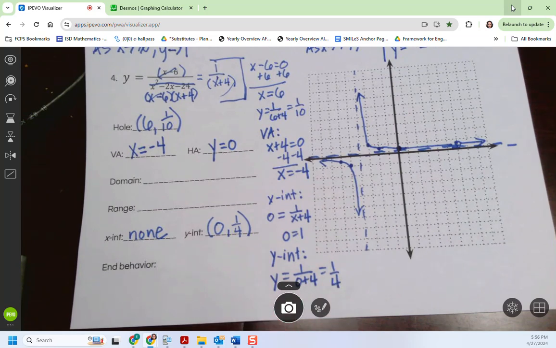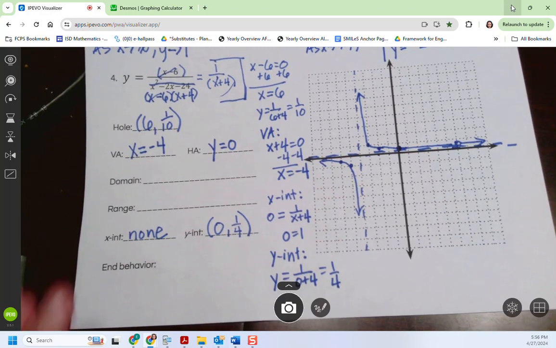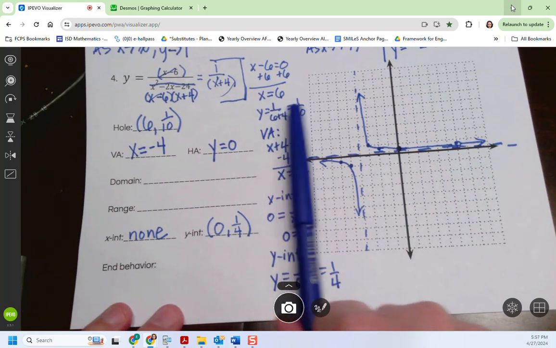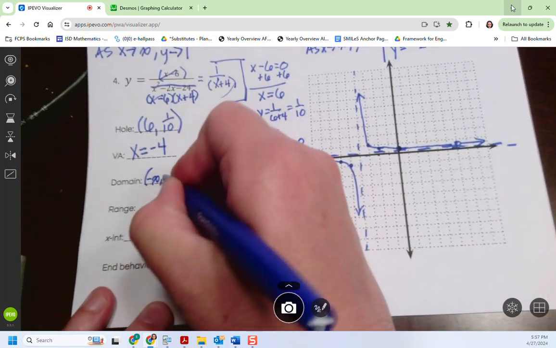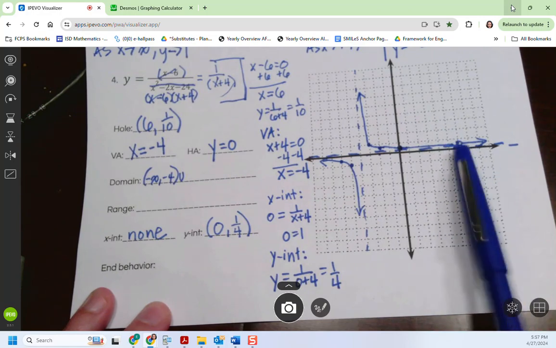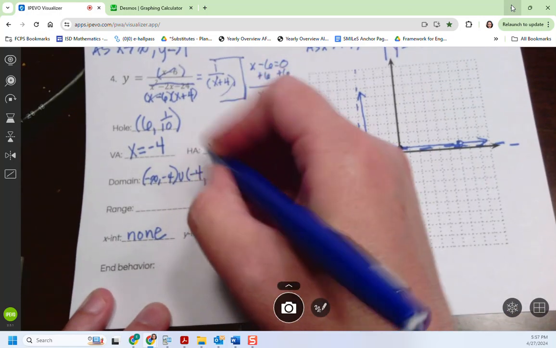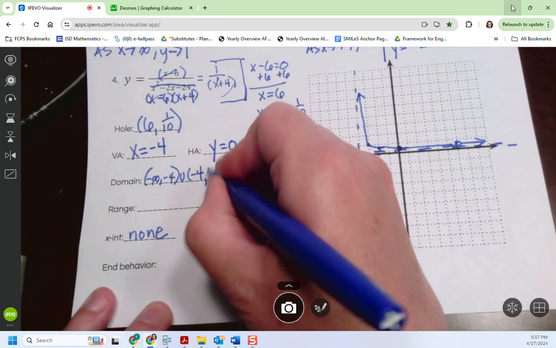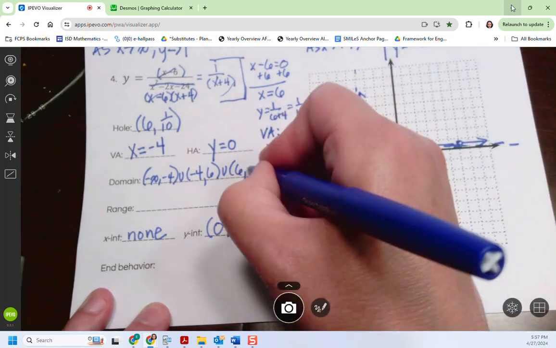Alright, so now that we have the graph in front of us, it's a little bit easier to consider the domain and range. So my domain is going to be from -infinity up until this asymptote, -infinity to -4. And then from the asymptote to the hole, because I also have to leave out the hole. So -4 until my hole has an x value of 6. And then 6 to infinity.